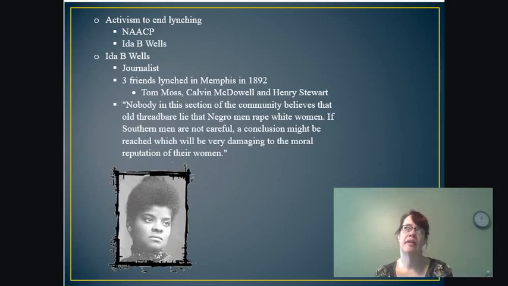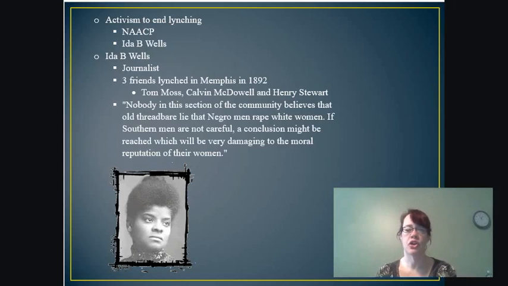And it's really far more widespread than she had originally realized. So this is a quote from her: "Nobody in this section of the community believes that old threadbare lie that Negro men rape white women.